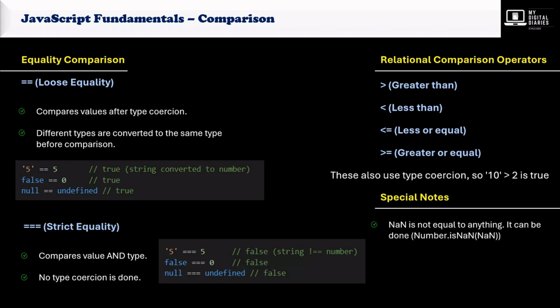Finally, a few special notes. If you use NaN, that is, not a number, it is not equal to NaN. So if you compare NaN is equal to NaN, it is not going to be the same, because it's not equal to anything, not even itself. To check for NaN safely, you use the Number.isNaN function like this.